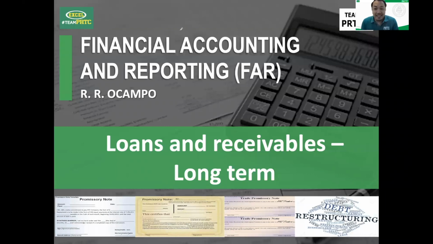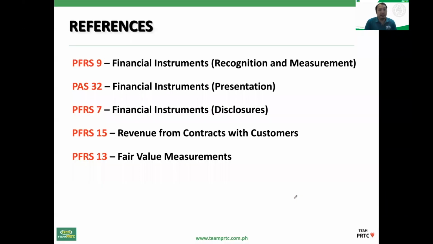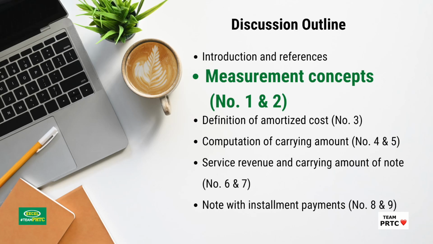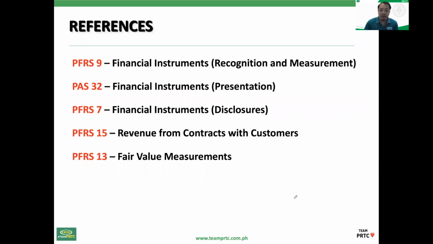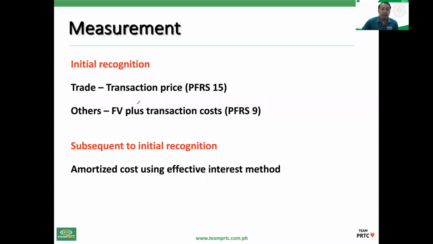Okay, class. Next topic. This time, loans and receivables, long term. Again, our references, same pa rin: the financial instruments standards, PFRS 15 and PFRS 13. Here's the measurement summary. On initial recognition, trade receivables are measured at transaction price as defined in PFRS 15. Others, fair value plus transaction cost. So that's the PFRS 9 requirement. Subsequent to initial recognition, whether trade or other receivables, amortized cost using the effective interest method.